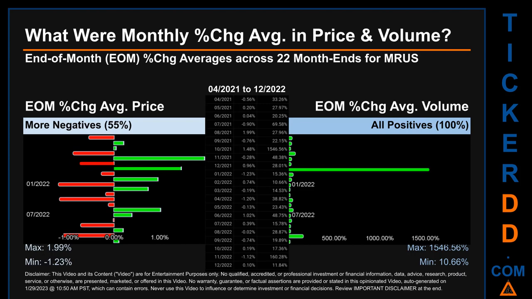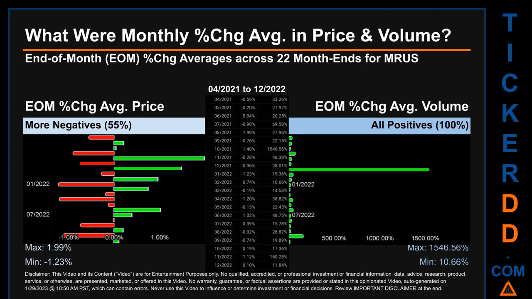From 04/2021 to 12/2022, out of 22 month ends, 12 had a negative percentage change in average price. Meaning 55% of month ends saw a negative percentage change in average price. In terms of volume, 22 out of 22 month ends had a positive percentage change. That is 100% of month ends saw a positive percentage change in average volume.